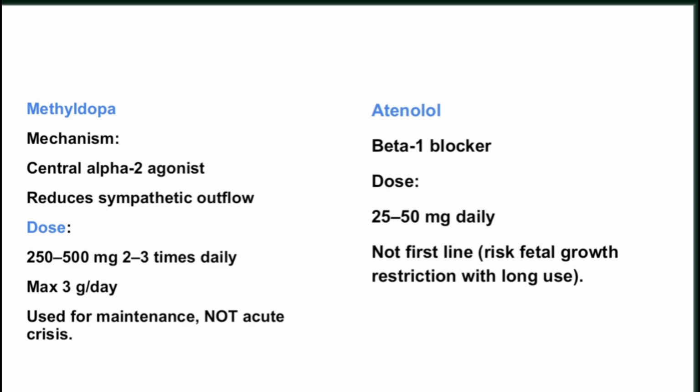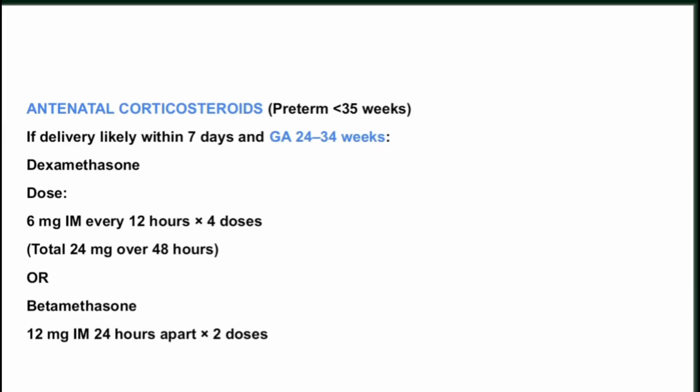Okay, we can also add atenolol and give a dose of 25 to 50 milligrams daily, though it's not the first line because it causes a risk of fetal growth restriction with long use. So we need to be very careful when using this drug. We also need to give these patients corticosteroids if they come at less than 35 weeks.